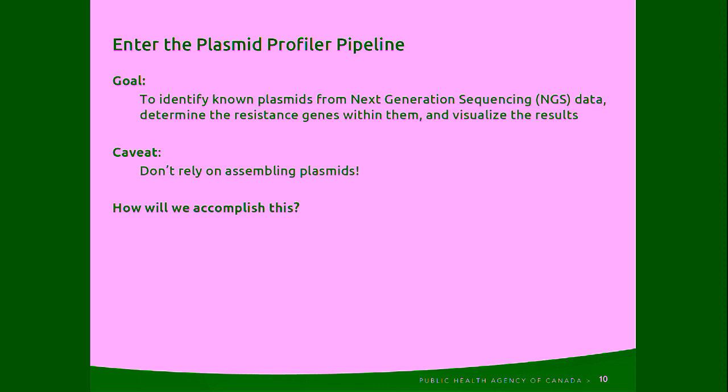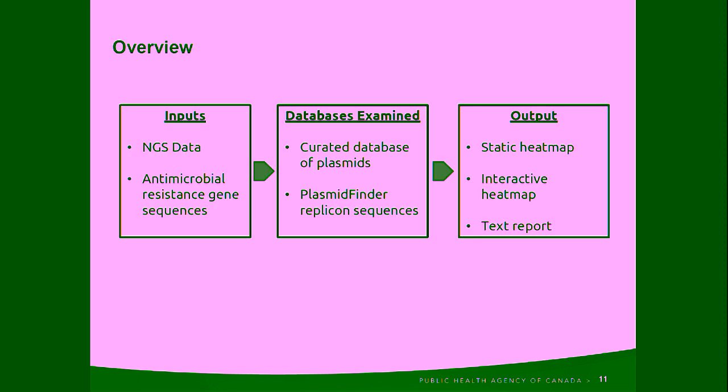Okay, so our goal with it was to identify known plasmids from next generation sequencing data, in this case Illumina MiSeq short reads, and to identify the resistance genes within them and then give a nice visualization of the results. The caveat is we didn't want to rely on de novo assembly of the plasmids because that is incredibly computationally intensive and not always successful. So this is the way the pipeline works.